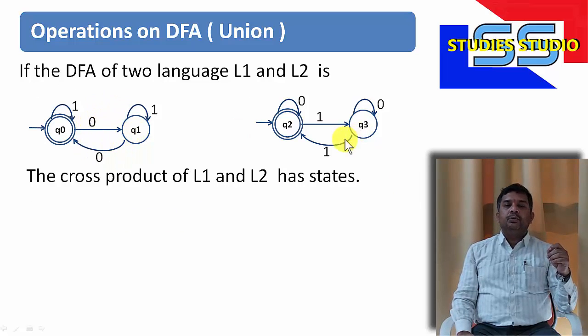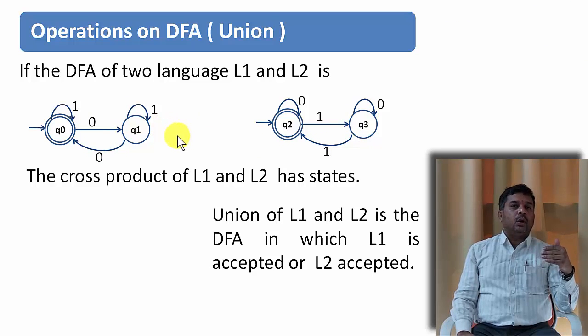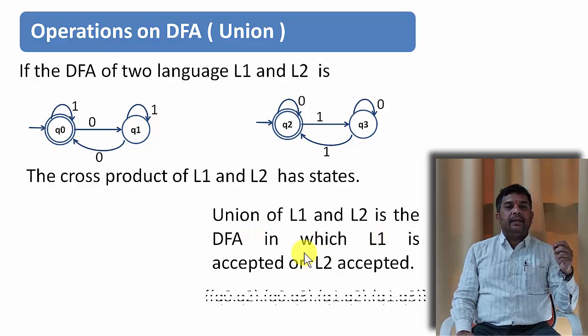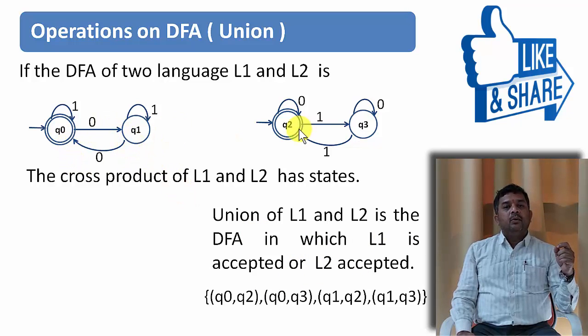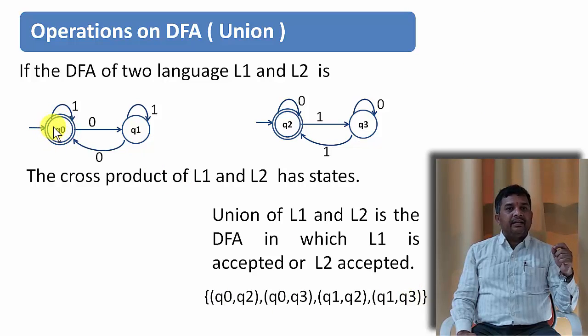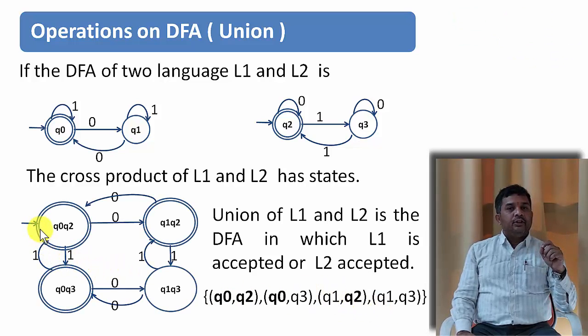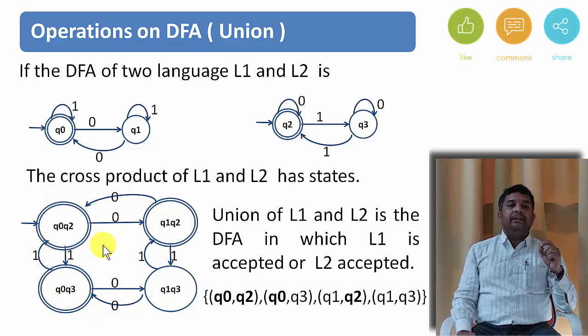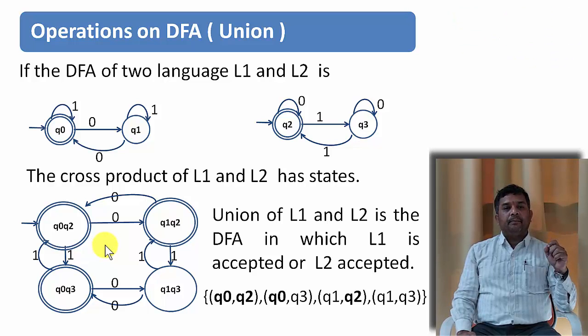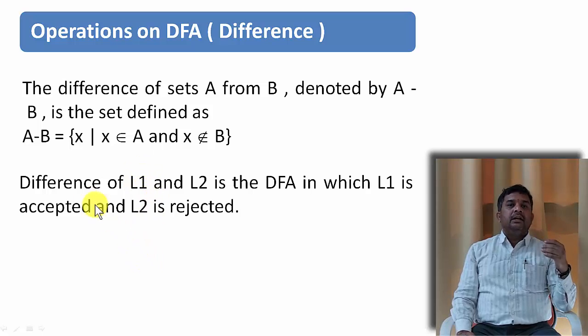We have already taken these two DFAs and we have already seen their cross product. So L1 and L2 both are accepted. What is the meaning of that? When we take the cross product, we have these many states. Q0 is the final state in the first DFA and Q2 is the final state in the second DFA. So which are the terms where either Q0 or Q2 appear? These are the terms where either Q0 or Q2 are appearing. So in our DFA, these will be our final states. If the question is to find an even number of zeros or an even number of ones, then this will be our DFA. Let us see one more operation, that is difference.